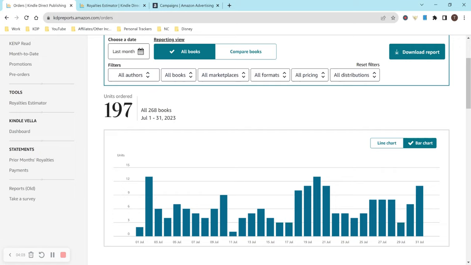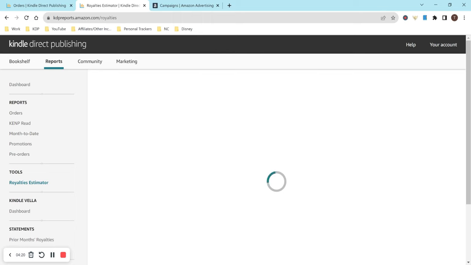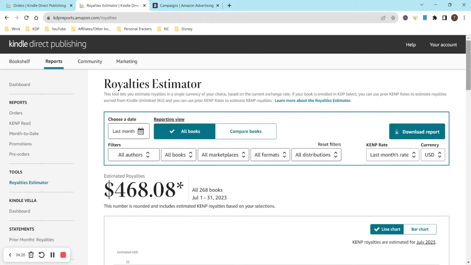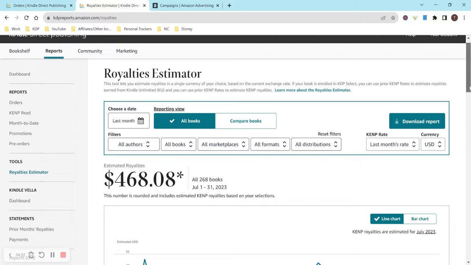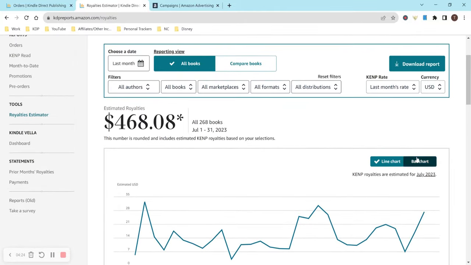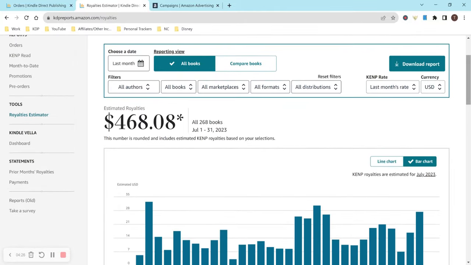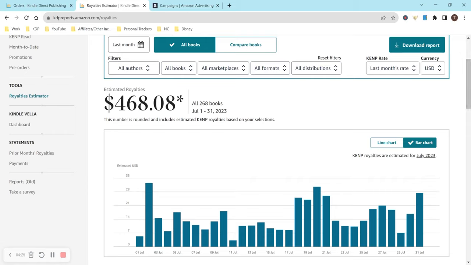So looking at royalties, this is my highest royalties month so far with KDP since I started in December 2021. And once it loads, $468.08. My highest royalties day was this first one here, I think July 2nd, and that was about $32. And then the second highest was July 20th, I think, around $29 or $30. And then July 31st was around $26 or something like that.